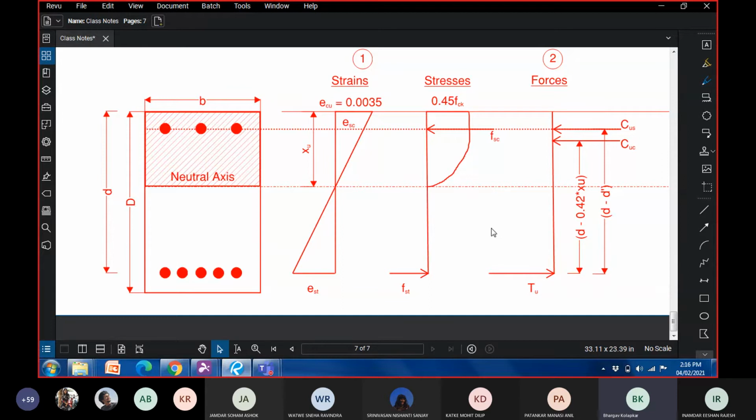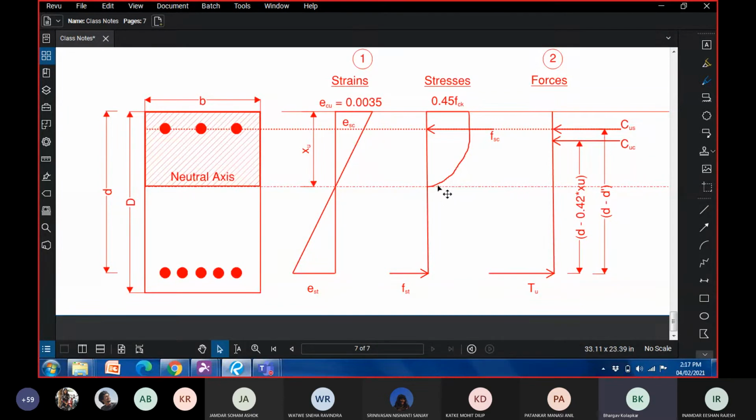Okay, so just quickly review what we have done. We know a section that has steel on the tension side and on the compression side. We have drawn the strain variation at the ultimate limit state. We know that epsilon Cu is going to be 0.0035. This is epsilon St and this is epsilon Sc, that is the strain in steel in compression. From strains, we can draw stresses. We know that corresponding to a strain of 0.0035, the stress is 0.45 FCK. So this is our FCK.